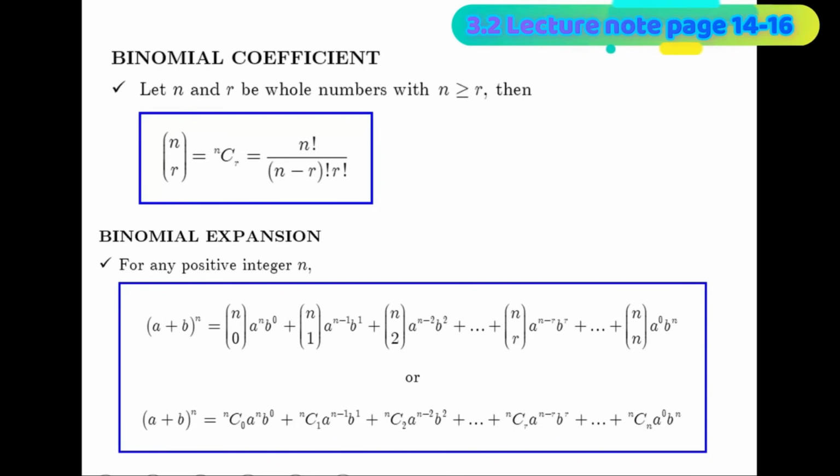Next is the binomial coefficient. We can write it in this form, which also means nCr equals n factorial divided by n minus r factorial times r factorial.